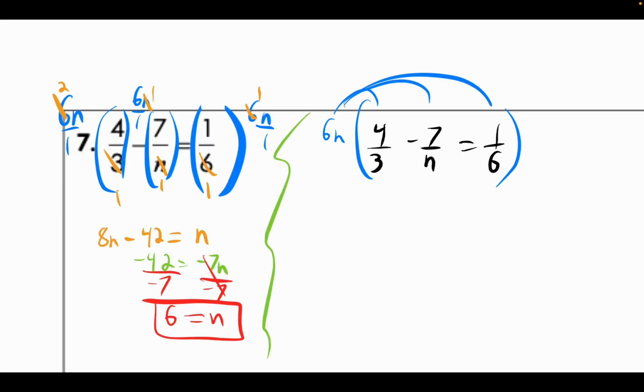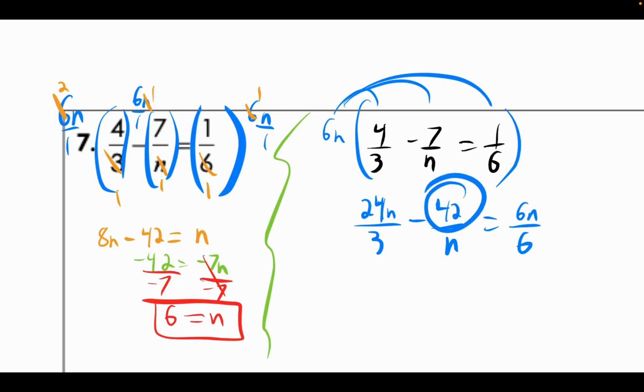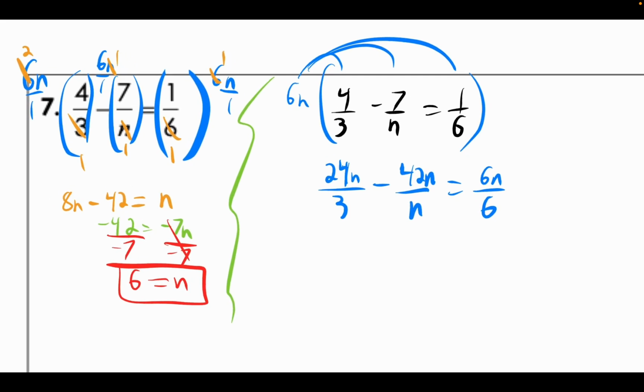So 6n times 4 is 24n, and put it over 3 still. 6n times 7 is 42, the minus 42, over n still. On the right-hand side of the equal sign, we have 6n times 1 is 6n over 6. Then what you need to do, this middle should be 42n there. Then what you need to do is reduce each of these fractions. So the first fraction, 24 and 3, reduced by 3 to become 8n over 1, or just 8n. The second fraction, 42n and n reduce to just give us 42.